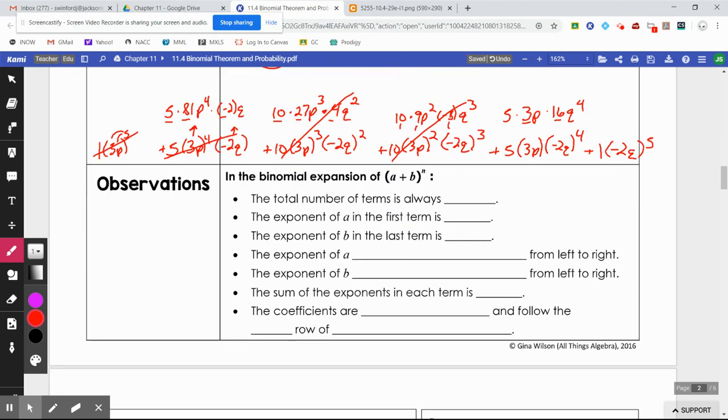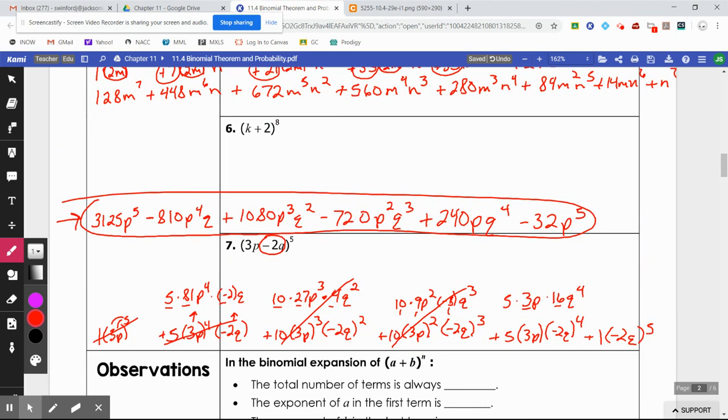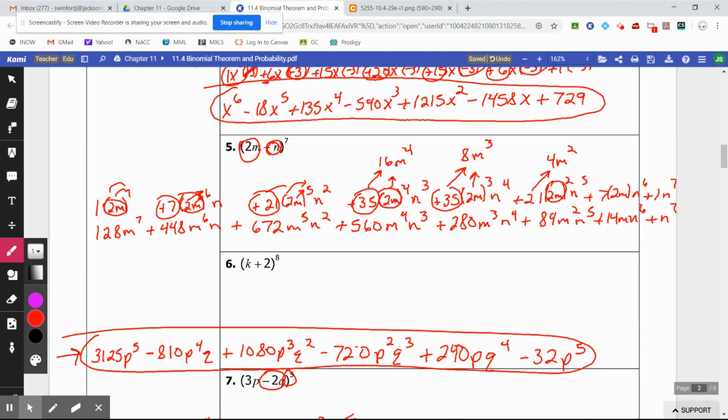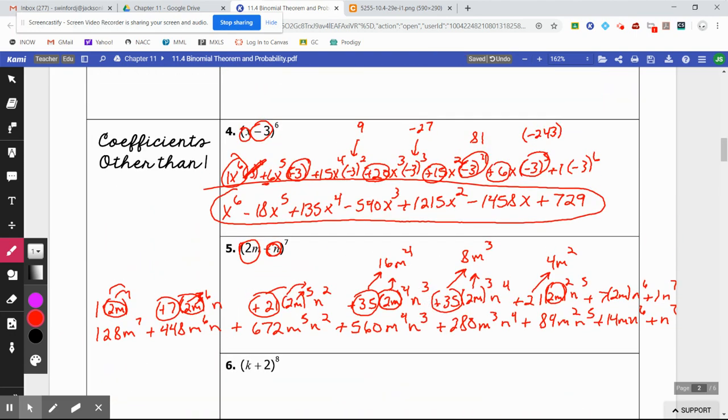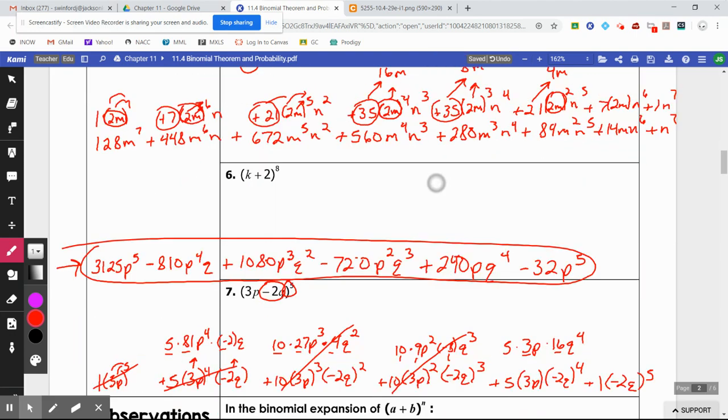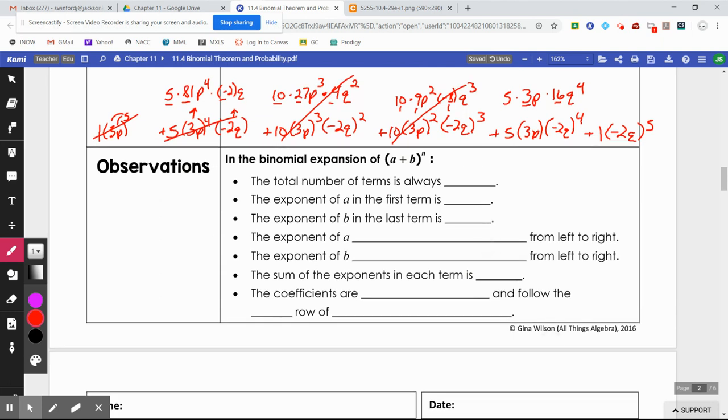Okay, now some observations. Let's fill out this observation form that we've noticed from each of these. The total number of terms is always, I don't know if you noticed this, but here we raised this to the fifth power, and I want you to count. We had 1, 2, 3, 4, 5, 6 terms. The seventh power, we had 1, 2, 3, 4, 5, 6, 7, 8 terms. Sixth power, we had 7 terms. So notice that if we're raising something to the nth power, the number of terms will always be n plus 1. You'll always have one extra term.